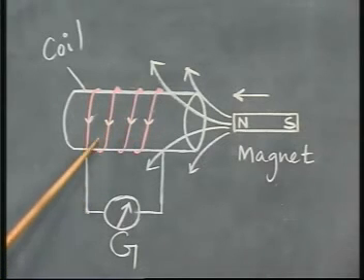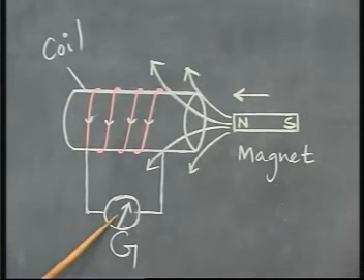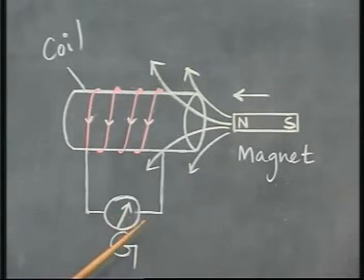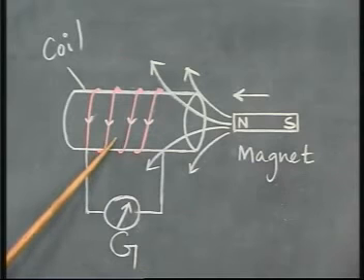So the current flowing through the coil can be detected by using this galvanometer. The galvanometer will show the deflection on the right hand side. So the pointer will move towards right. This deflection produced in the galvanometer indicates the presence of current induced in the coil.